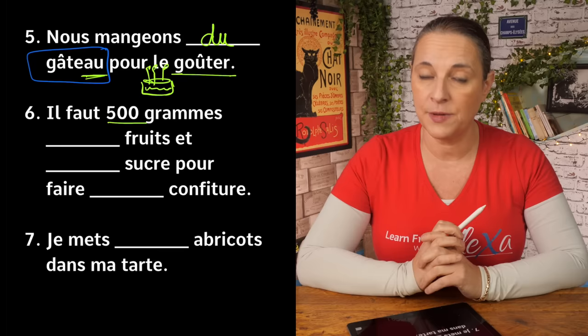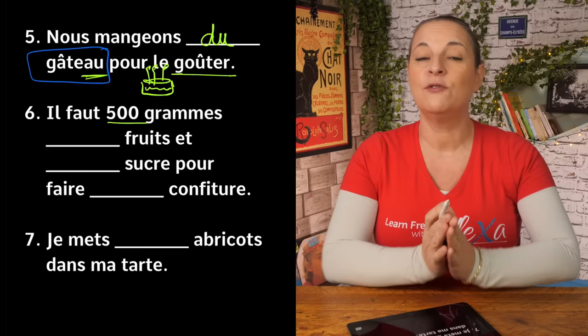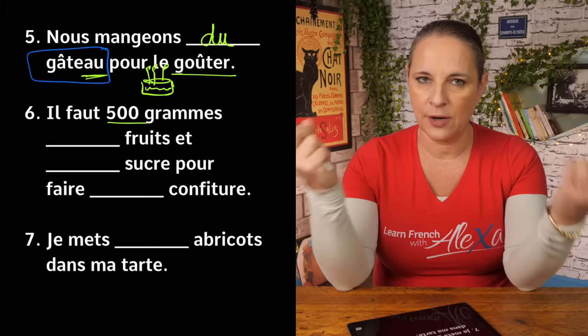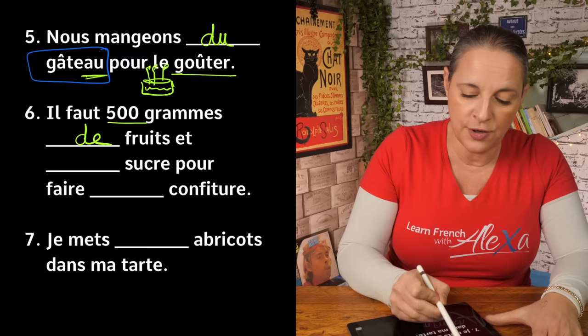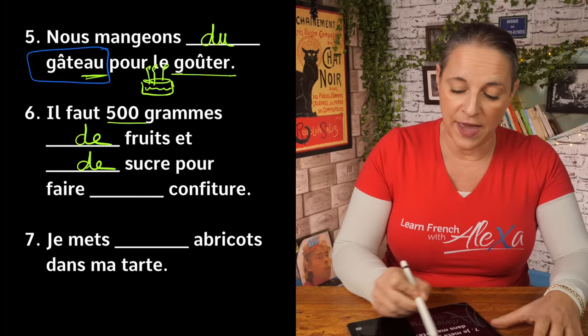Okay, now this one is a little tricky. Remember what I said when you use partitive articles with quantity? Well, everything you use, du or de la or des, becomes de, no matter what. So, il faut 500 grammes de fruits et de sucre, well done, pour faire, in order to make jam.